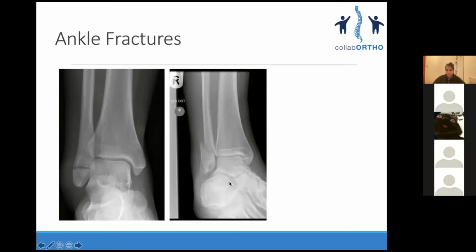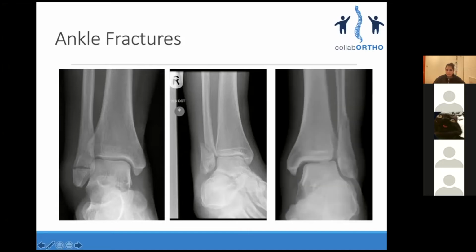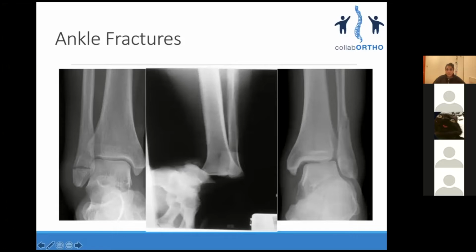What's the middle one? Weber B? Exactly. So the fracture lands at the level of the syndesmosis, with an oblique fracture of the distal fibula. Good. That's Weber C. Excellent. So it's above the level of the syndesmosis. Good. Okay. What's this one?